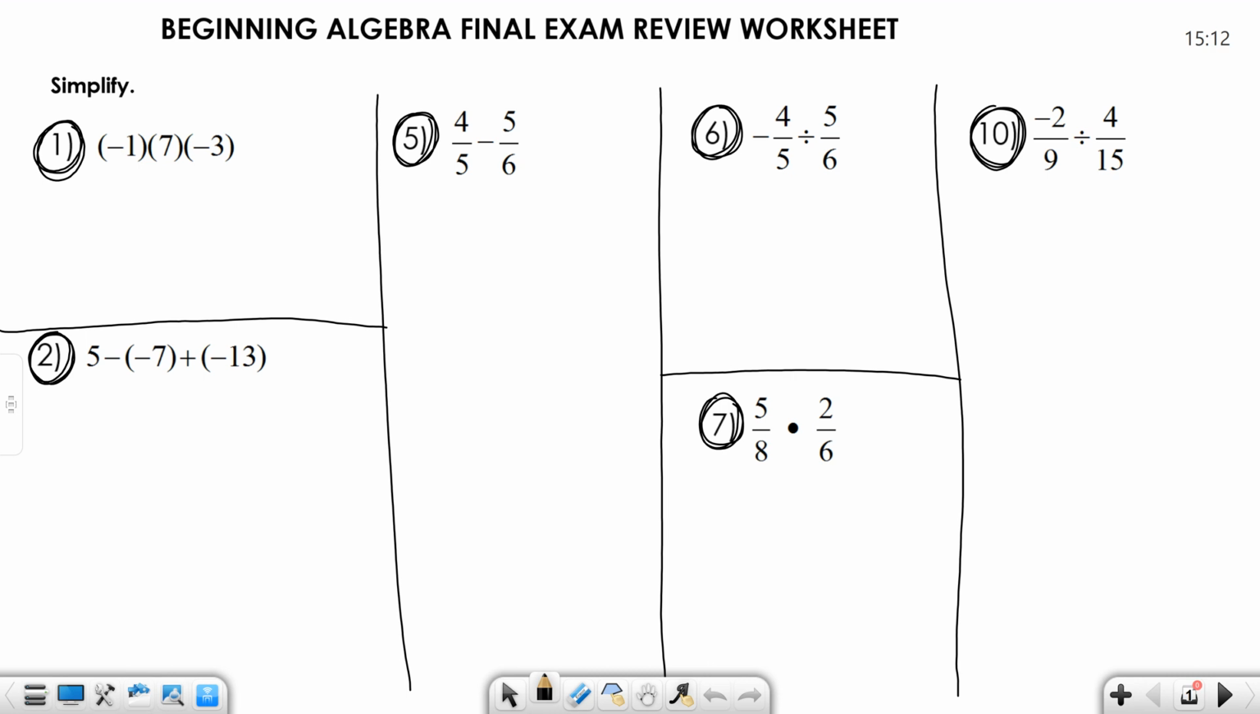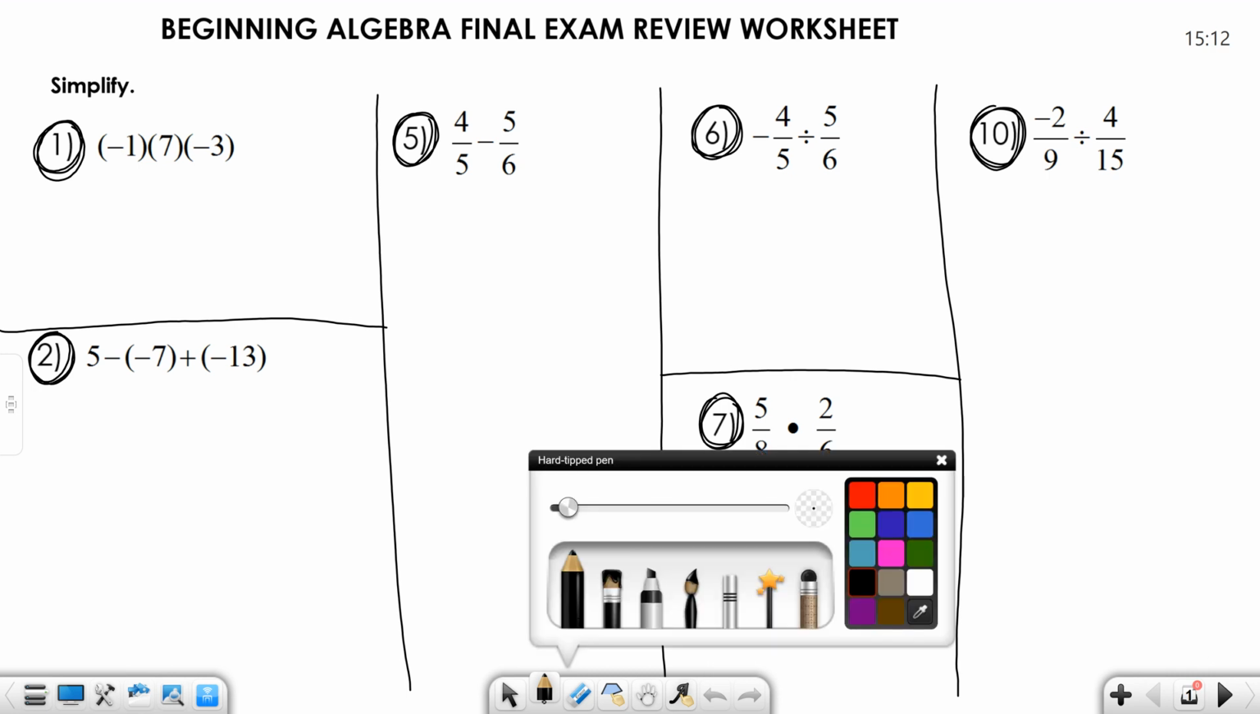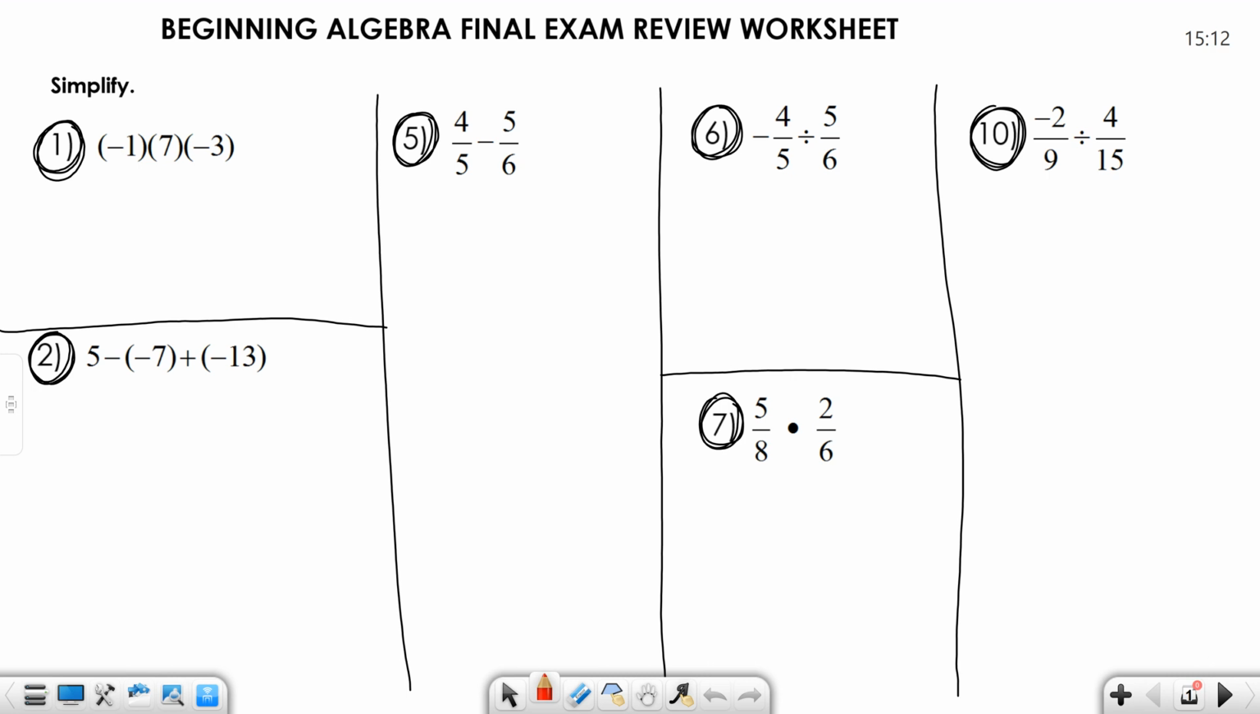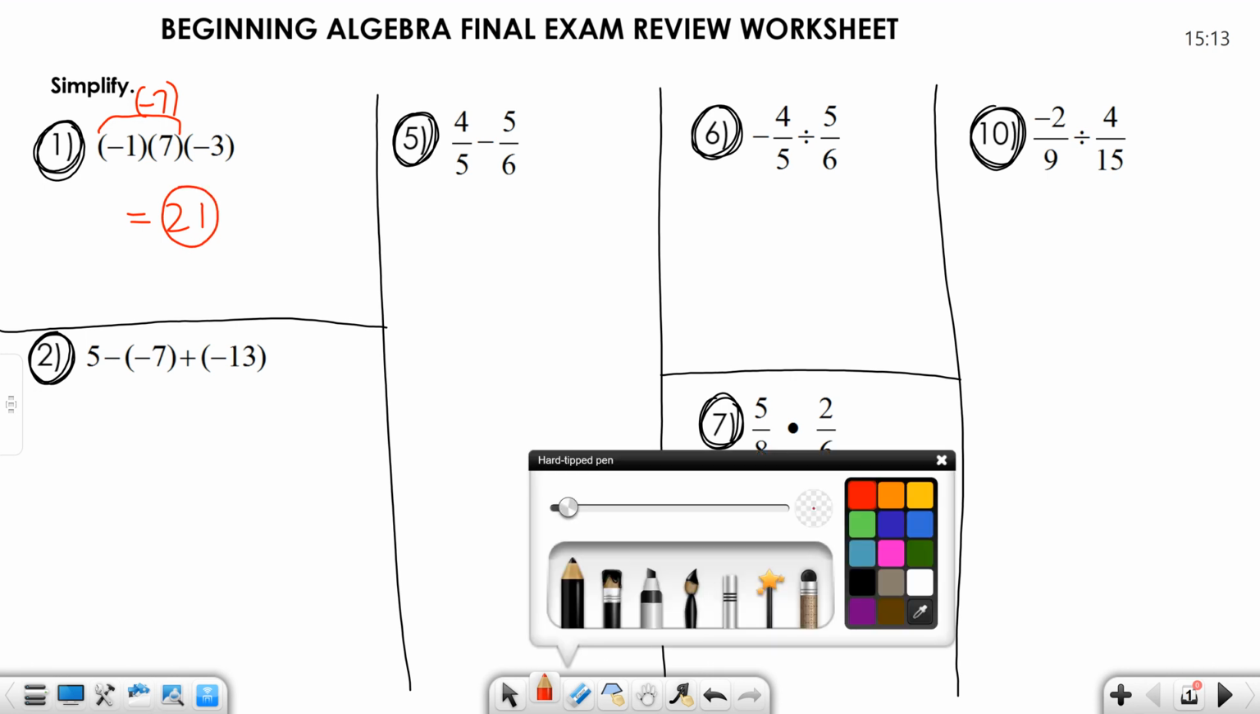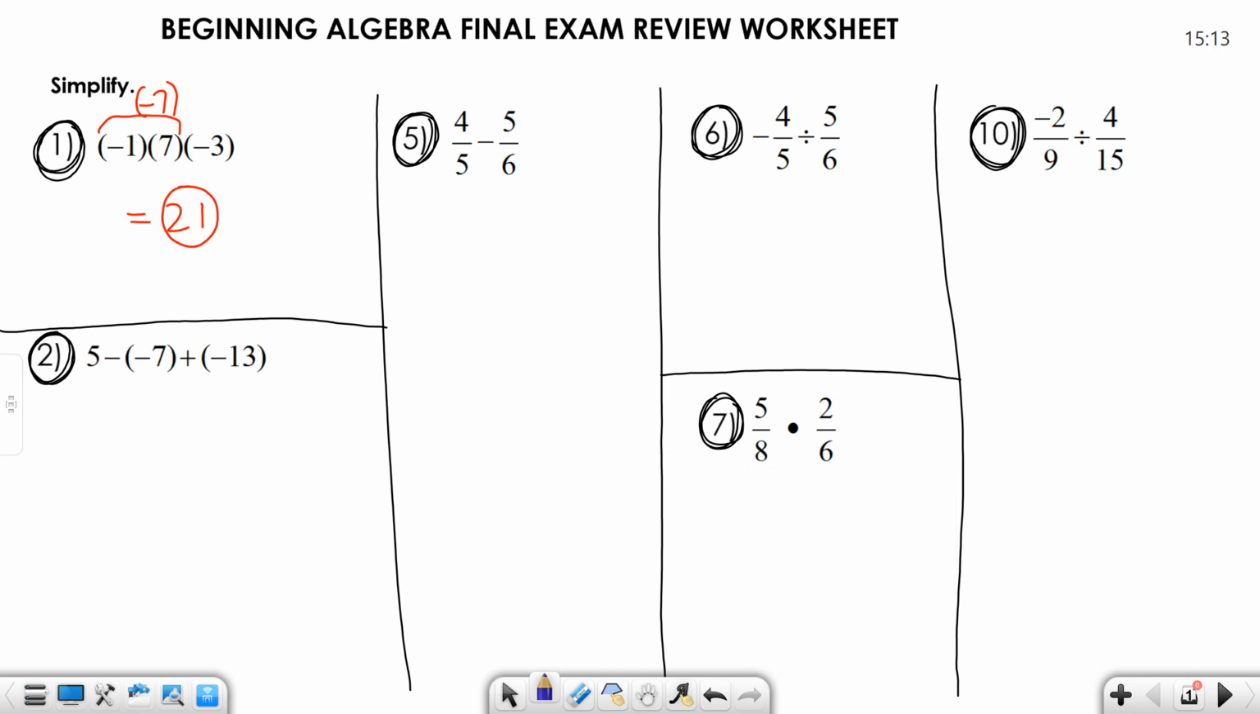So number one, -1 times 7 times -3. I like to do my signs separate, but if you want to keep up with it, that's fine. If you multiply -1 times 7, you get -7. If you take -7 times -3, then you get a negative times a negative is positive, and 7 times 3 is 21. All right, 21.